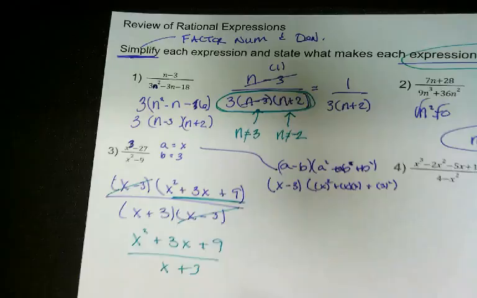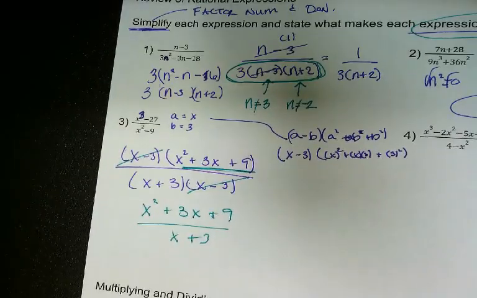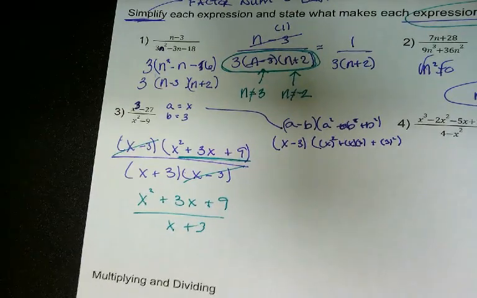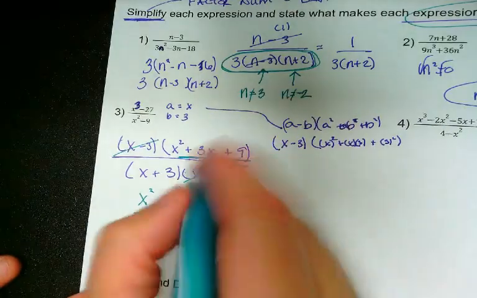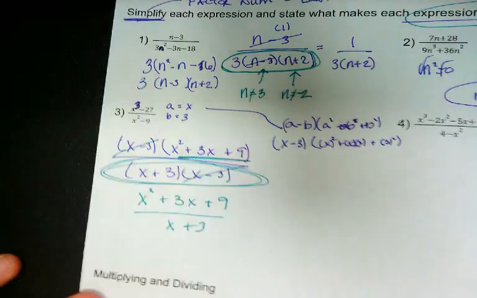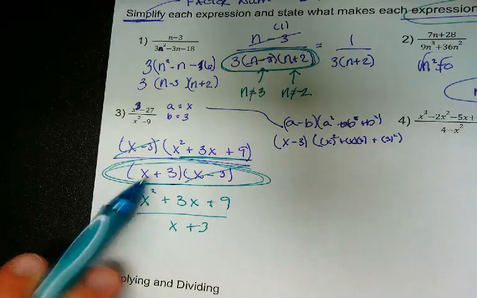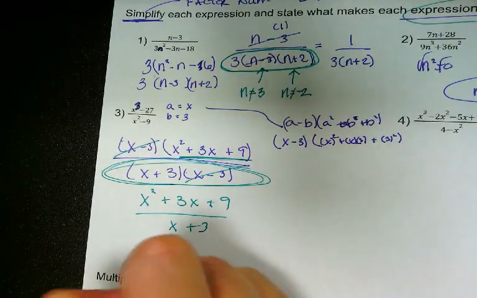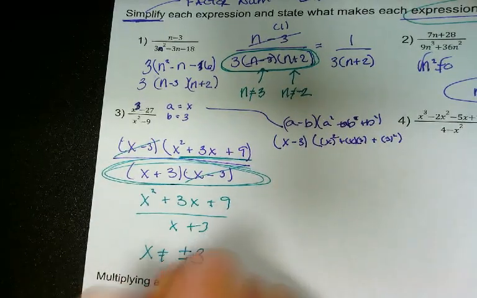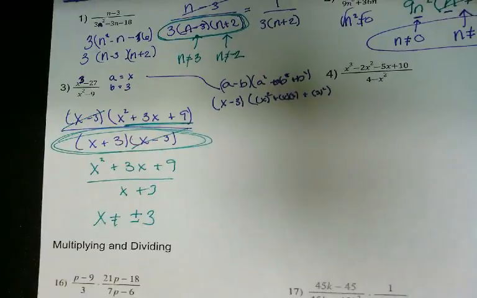All right, lastly, again, I want to state what makes my fraction undefined. So I am going back to this original denominator. And here, x cannot equal negative 3, and x cannot equal positive 3. So I'm just going to call that plus or minus 3. It can't be positive or negative 3.